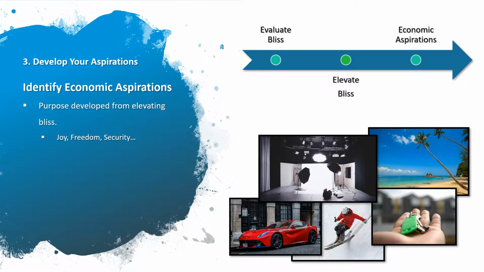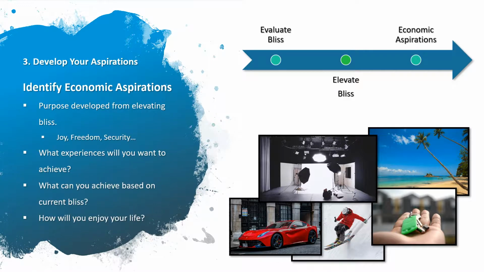Think about magnifying that. What will it look like? How can you continue to accumulate the resources you need in order to continue elevating bliss? So what experiences will you want to achieve? Maybe today you really enjoy hiking. Maybe your economic aspiration is to climb Mount Everest. If that's the case, then you're going to need a certain set of resources, a certain set of skills and training in order to fulfill that aspiration. But it's good to identify early on so you know how you can elevate bliss even further.